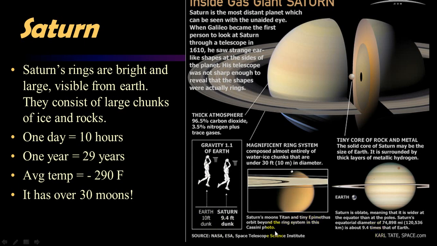We can see right here one of the moons is called Titan. That's like one of the famous moons that it has, and then a couple of others there. Let's watch a little video.